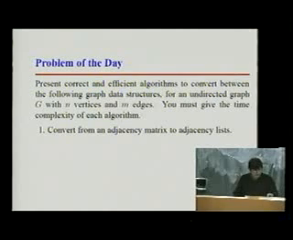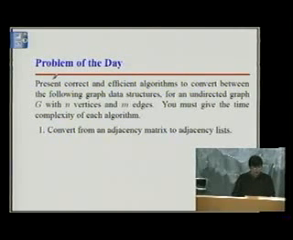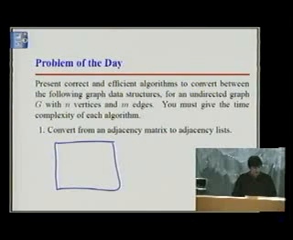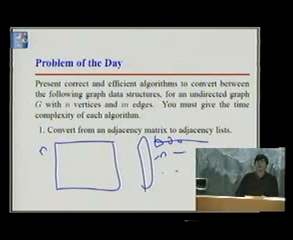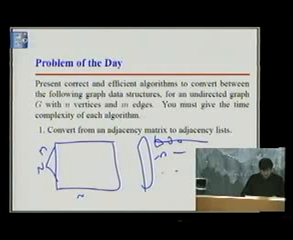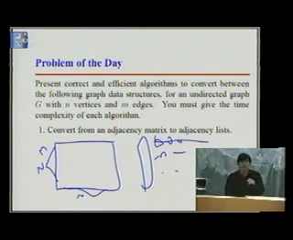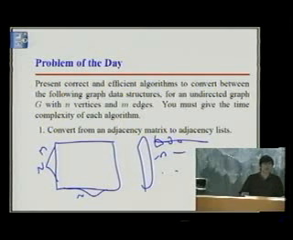The question is this. Suppose I give you an adjacency matrix, and I want you to convert a graph in adjacency matrix format into a graph in adjacency list format. How would you do it? Can someone give me an algorithm to convert an n by n matrix in adjacency matrix format into an adjacency list representation of that graph? What would the algorithm look like?